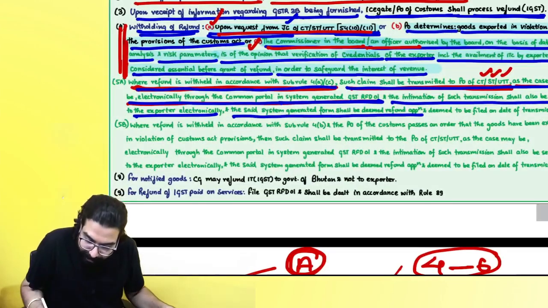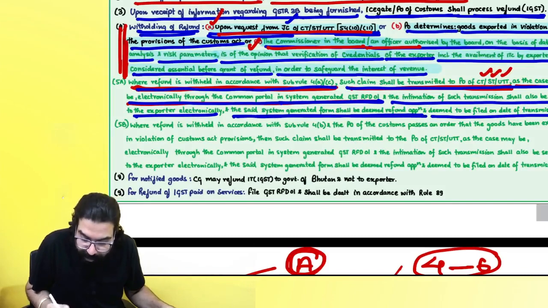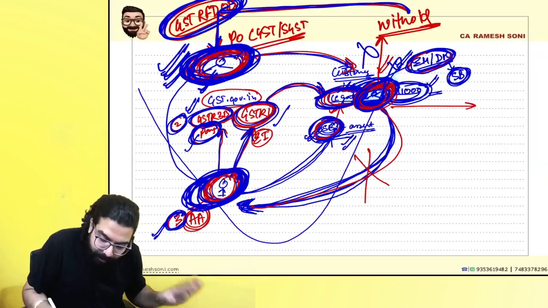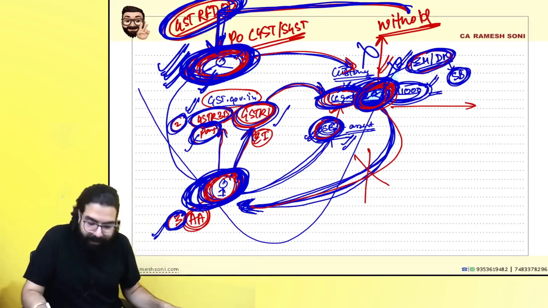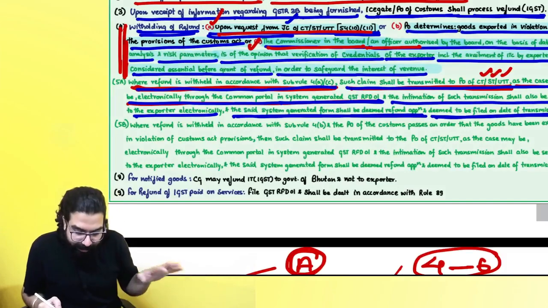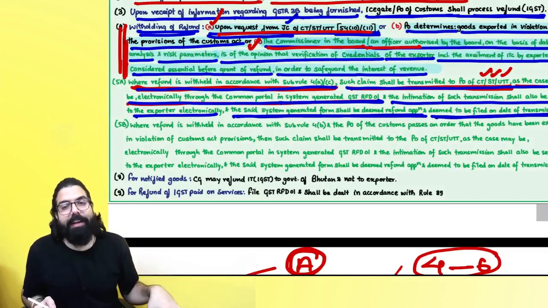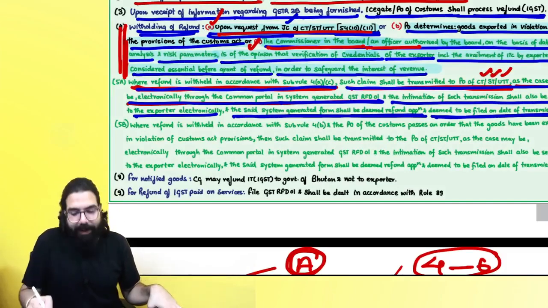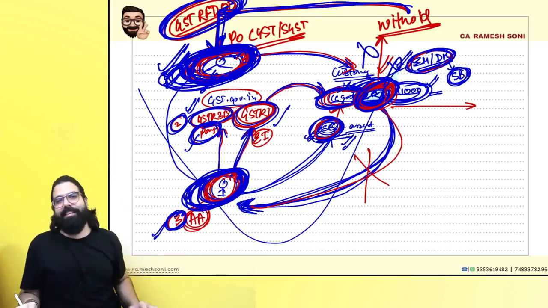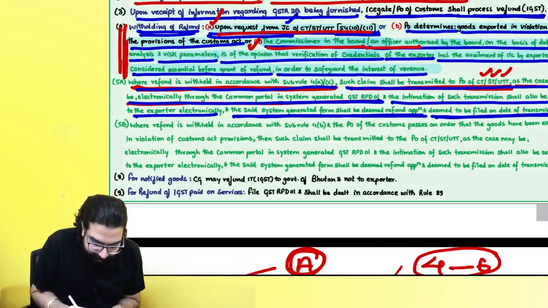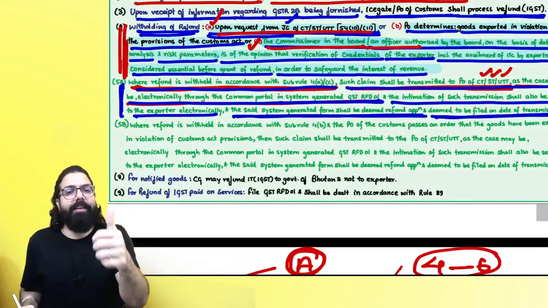And the system generated form shall be deemed as refund application and deemed to be filed on the date of transmission. The day the system generated RFD01 was generated, that will be the day when it will be deemed that the refund application is filed, and this officer now has to process the refund within the next 60 days. Okay, sir. Did you guys get 5A? Did you guys get the 5A?